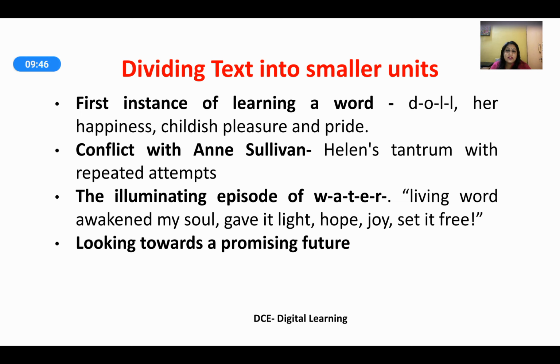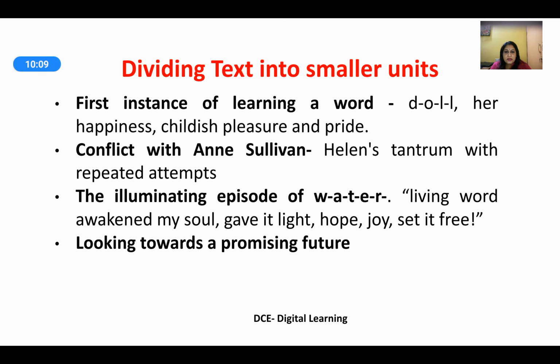But then Anne Sullivan was an excellent teacher, or rather a patient teacher. In spite of her futile attempts, she did not let go. In fact, she gave it some time and then later reiterated the same point. And then the most important incident of all, the illuminating episode of the water. That is the word water, spelled as W-A-T-E-R.